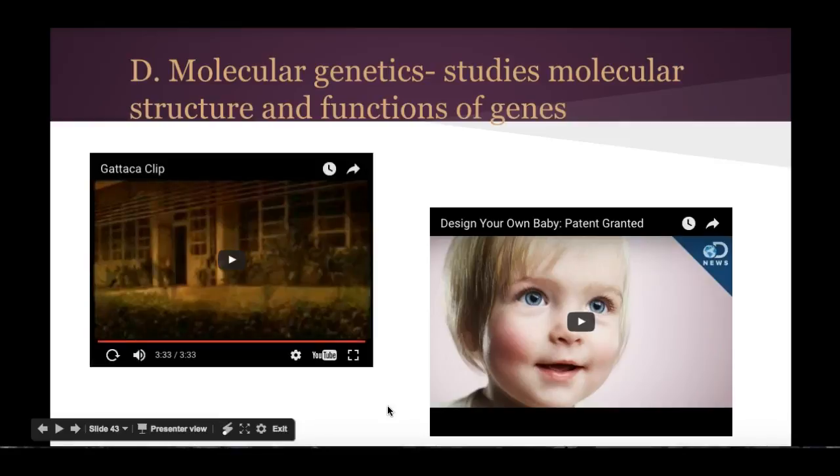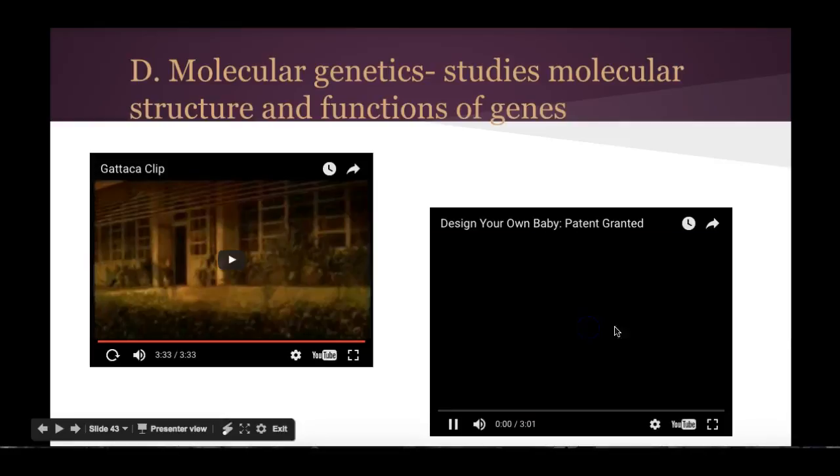Okay, so that's Gattaca. That obviously, like I said, is a science fiction movie. You can watch the whole thing if you'd like, but you get the idea: in the future, they're basically picking out their traits for their babies. So the other clip I have is a news clip about a company called 23andMe, and this is real.